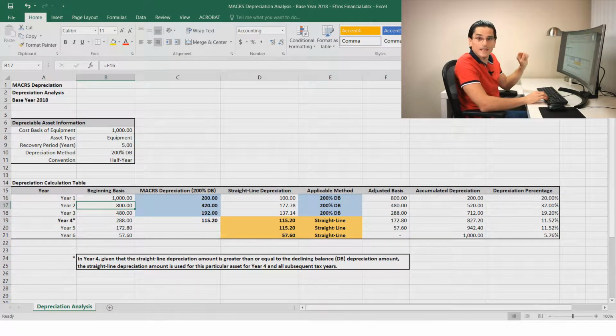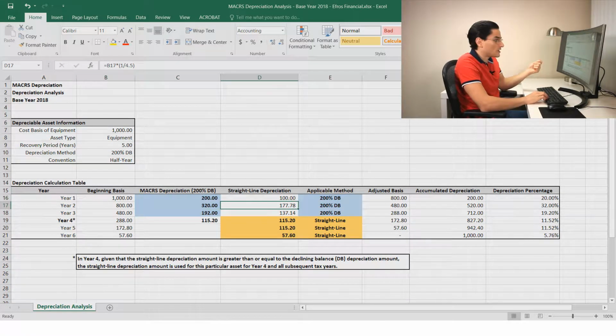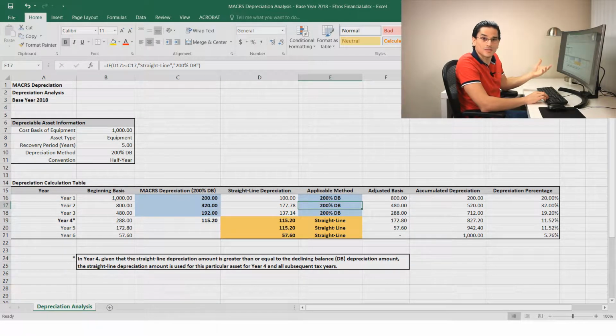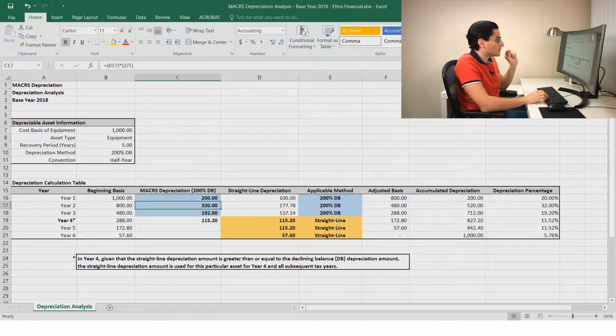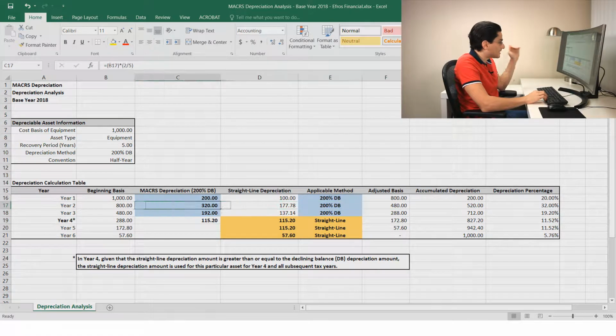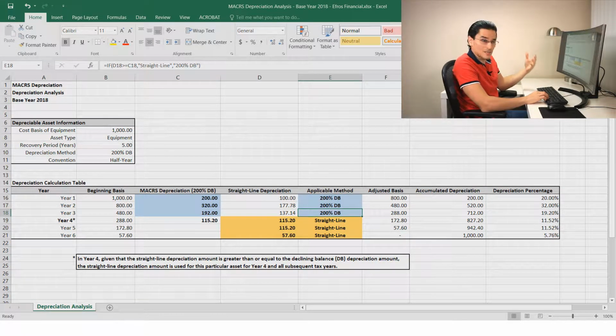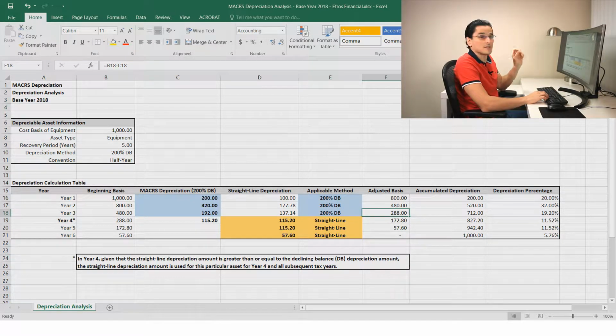So in year 2, we take that $800 adjusted basis, we calculate MACRS depreciation yet again. We'll go over how to get this 320 amount in a little bit, but you'll see that that complicated formula can be made a lot simpler. So we compare that to straight line depreciation in this case, and we get 177.78. Clearly, the 200% DB wins out, and that's why we deduct 320 in year 2. That leaves us with an adjusted basis of 480. Let's keep going. In year 3, very similar situation. The MACRS depreciation exceeds the straight line. So again, we use the 200% declining balance amount, and we end up with an adjusted basis of 288.